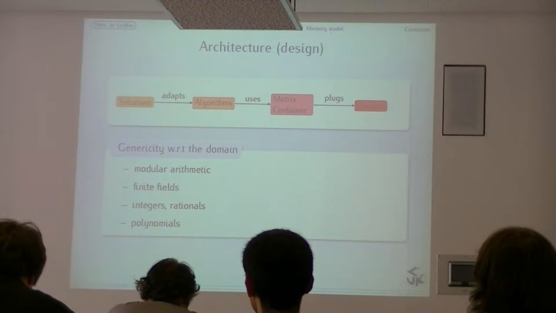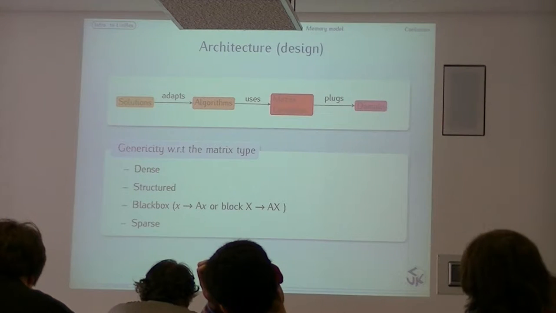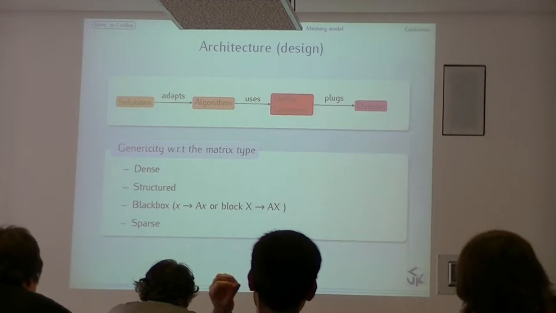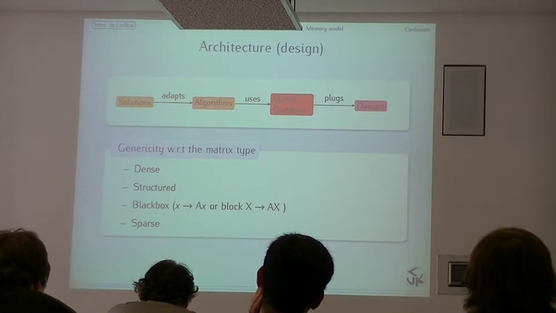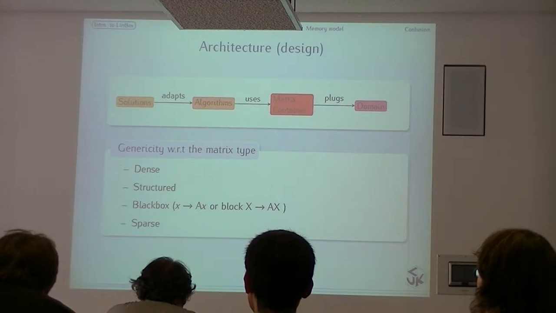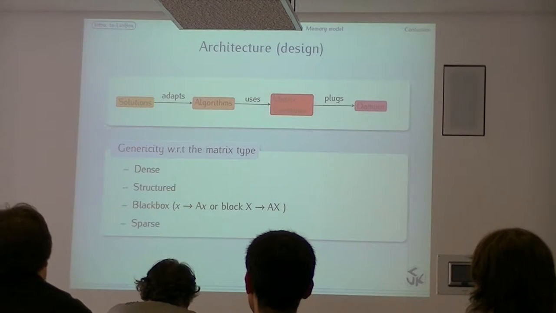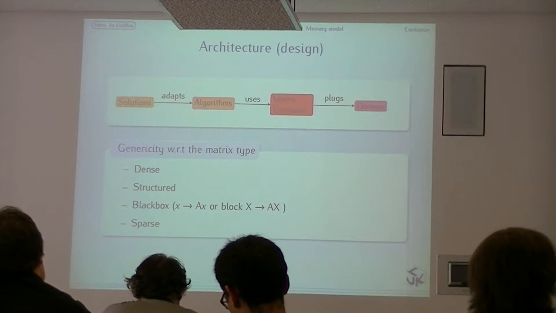On top of those domains, we have matrices, we have linear applications. Matrices are mainly dense, sparse, or structured matrices that one is familiar with, but also, and a really big part of LinBox, there are the black box matrices. The black box matrix is just a matrix considered as a linear application, so the only thing it's supposed to do is a product with a vector.